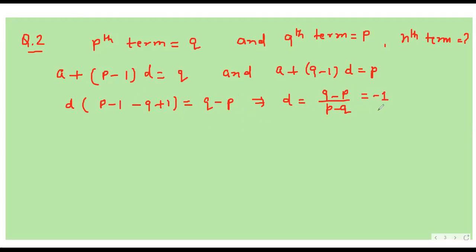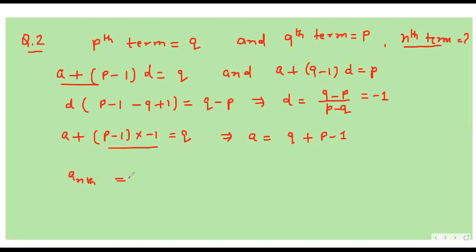Then we put the value of d in equation 1. So here we get a plus p minus 1 times minus 1 equal to q. So we shift this to RHS. So we get a equal to q plus p minus 1. Now we have to find out the nth term. So an will be equal to a plus n minus 1 into d.